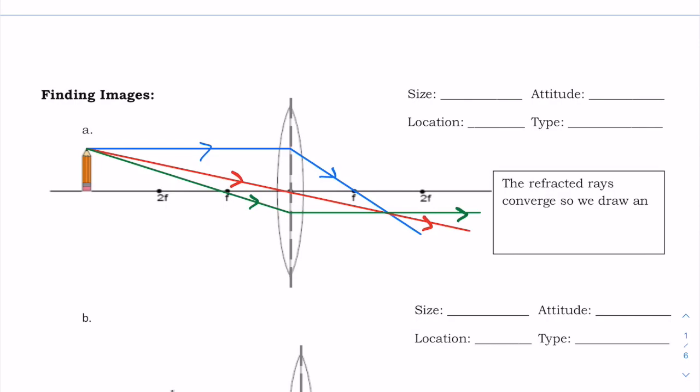Okay, and this turned out quite well. The location where these 3 rays of light cross will be the location of our image. So it looks like it's approximately at this location here. We draw the inverted arrow to represent the image. Okay, everyone, so wherever the refracted rays of light converge is where we draw the image.